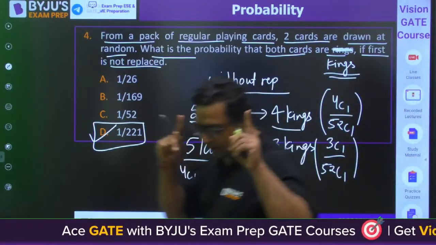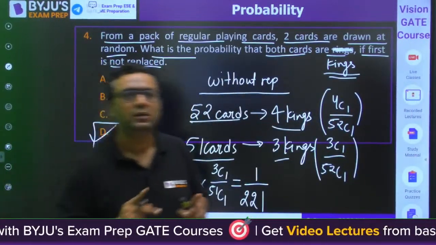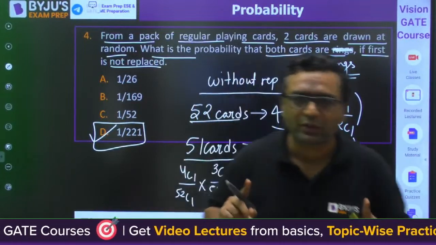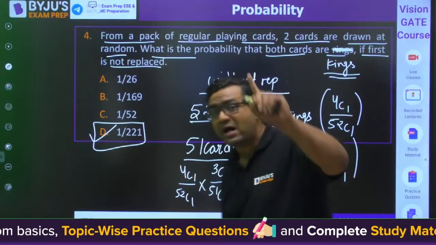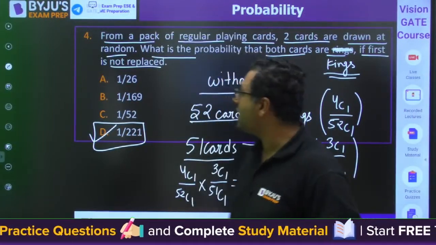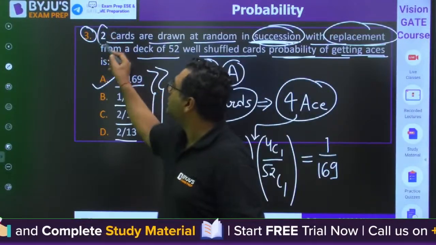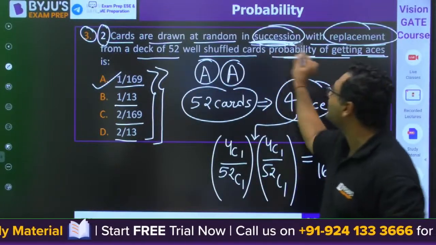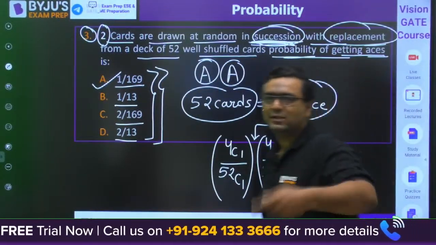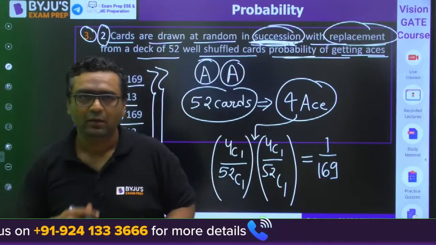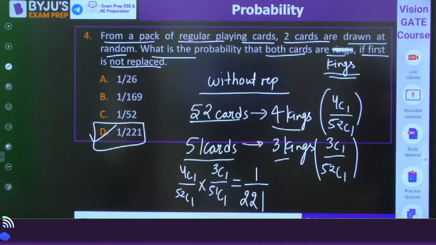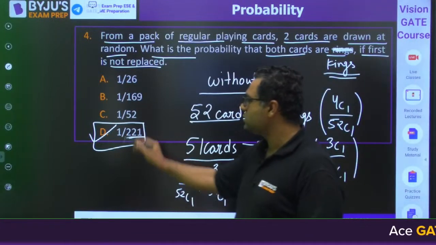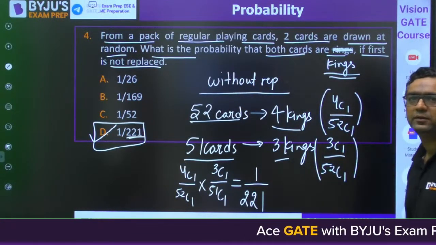Everybody understood the meaning of both? What to do with replacement, what to do without replacement? Papa Ka Ghoda has asked a wonderful question. That, sir, they have written 2 cards, but you have not seen they have written in succession. Okay, succession means one after the other. Are you getting it? Arithro, the answer is 1 by 221, not 121. So I feel you have mistyped.